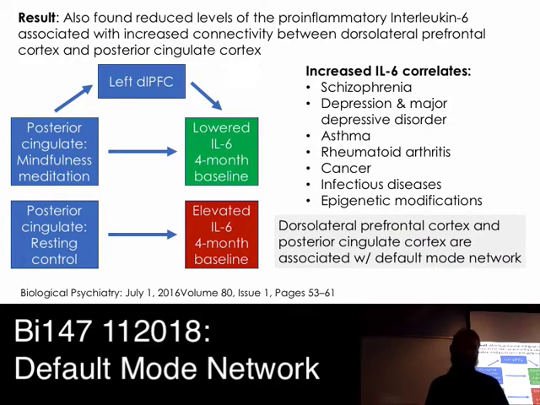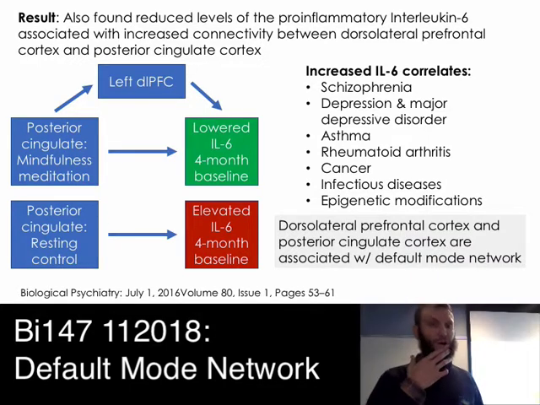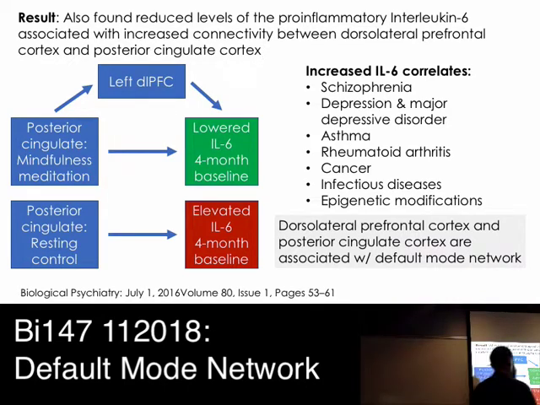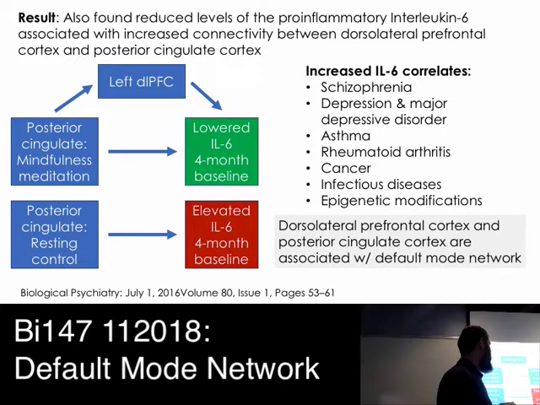Interleukin-6 is a pro-inflammatory, what's called cytokine. It's a kind of hormone that's associated with all these different problems. So increased IL-6 in the brain is associated with schizophrenia, depression, asthma, rheumatoid arthritis, cancer. There's a whole host of things that IL-6 has been correlated with.